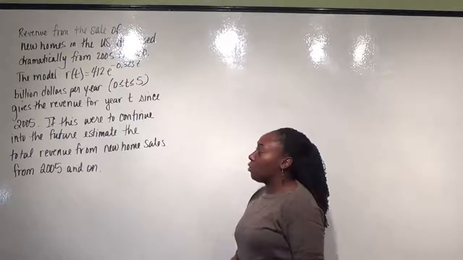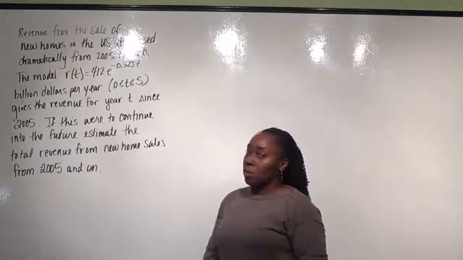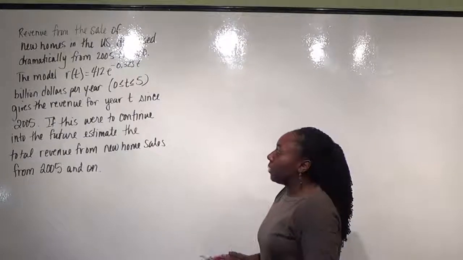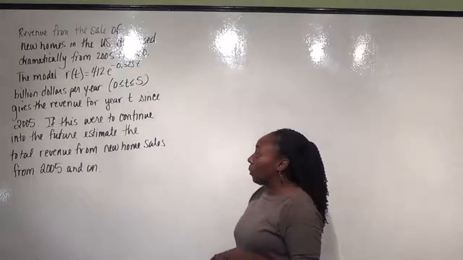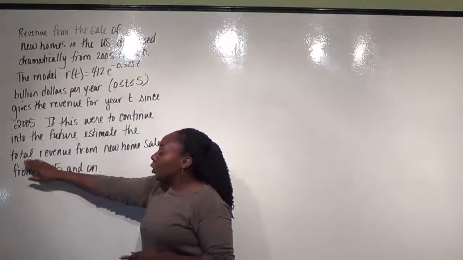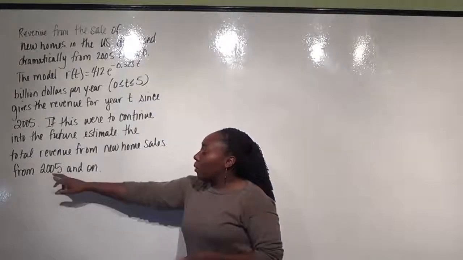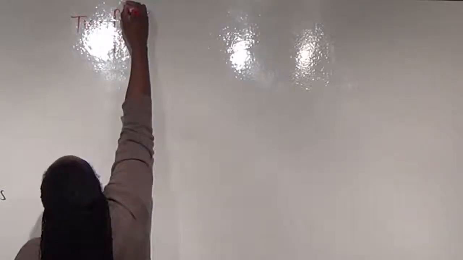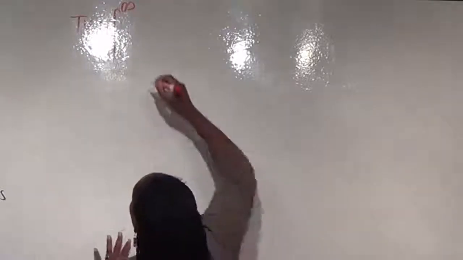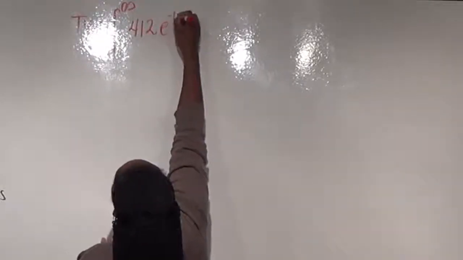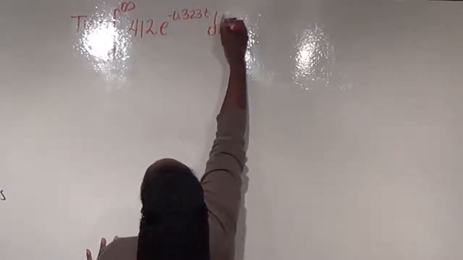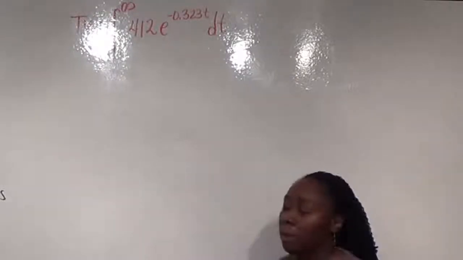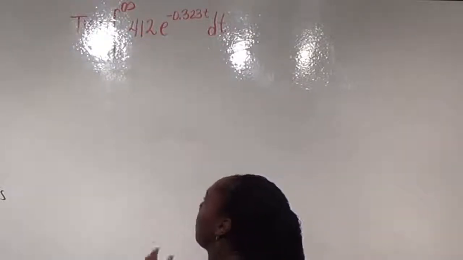If this were to continue into the future, we want to estimate the total revenue from new home sales from 2005 and on. Okay? So if we look at this, we can see that we're looking at a future value type problem. I take that back. We are looking at a total revenue problem, or a total value problem, but we're looking at a start of 2005 and then we're continuing on. So here, our total value is going to be set up. It's the integral from 0, and since there's no end date, we're going to go to infinity on this. Our function, R of t, is 412 e to the negative 0.323t dt. And again, remember, for total value, that's it. I don't have to add on an extra e to the exponent or anything like that. It's just our revenue stream.